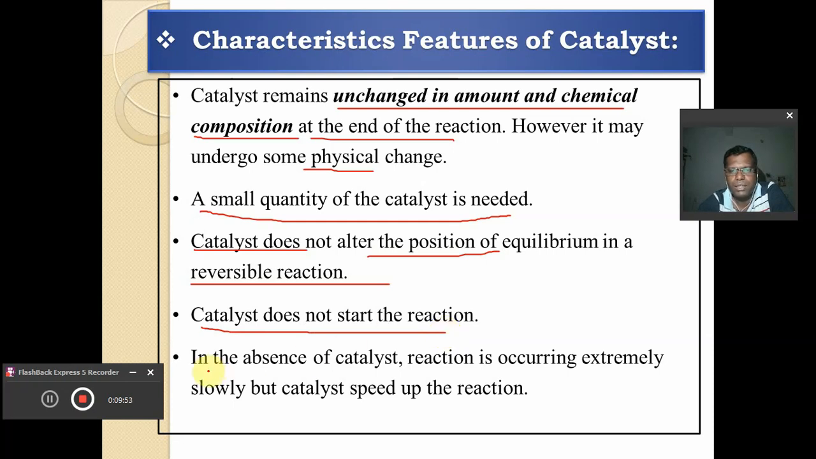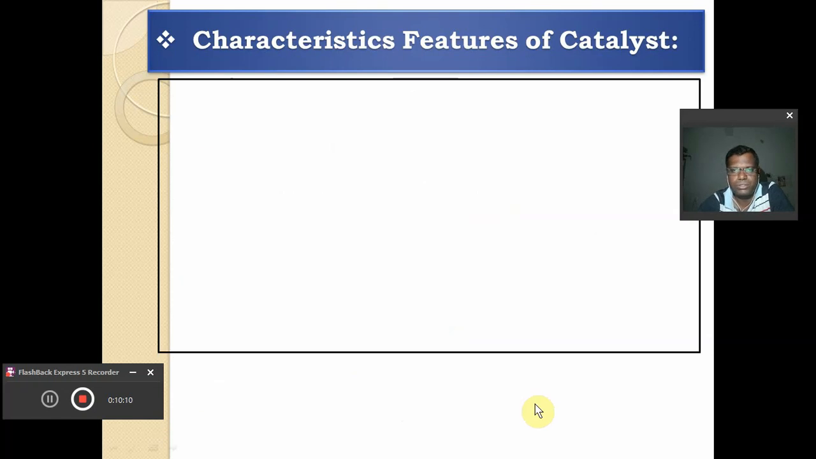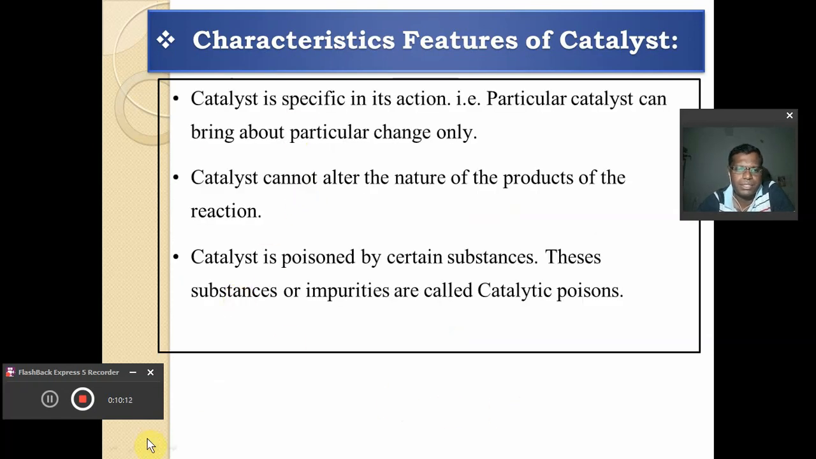So here we can say that in the absence of catalyst, the reaction takes place very slowly, but whenever the catalyst is added, the rate of reaction increases. So the catalyst speeds up the rate of reaction. Again, the catalyst is very specific in its action. It means that a particular catalyst brings about a particular change, which can be studied with the various steps of the reaction. And the catalyst cannot alter the nature of the product of the reaction.